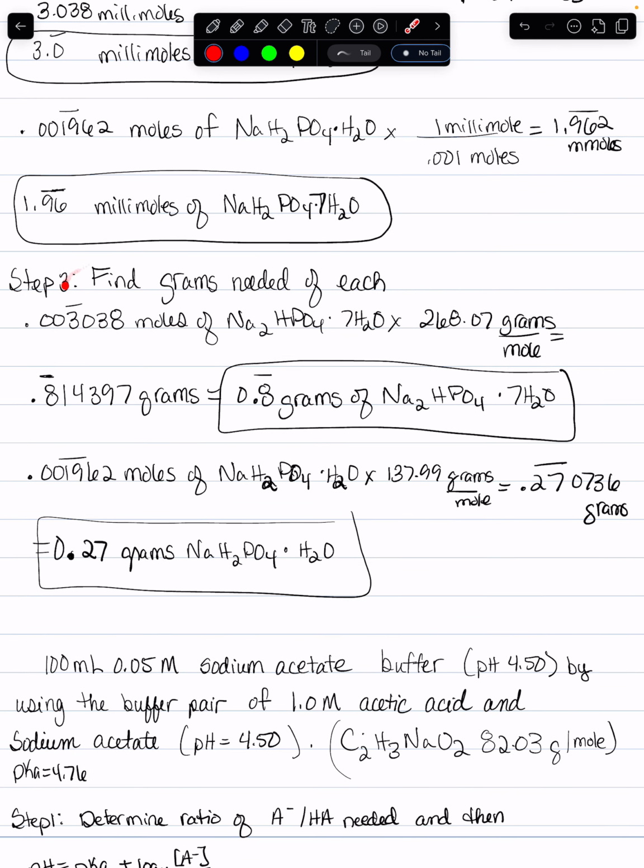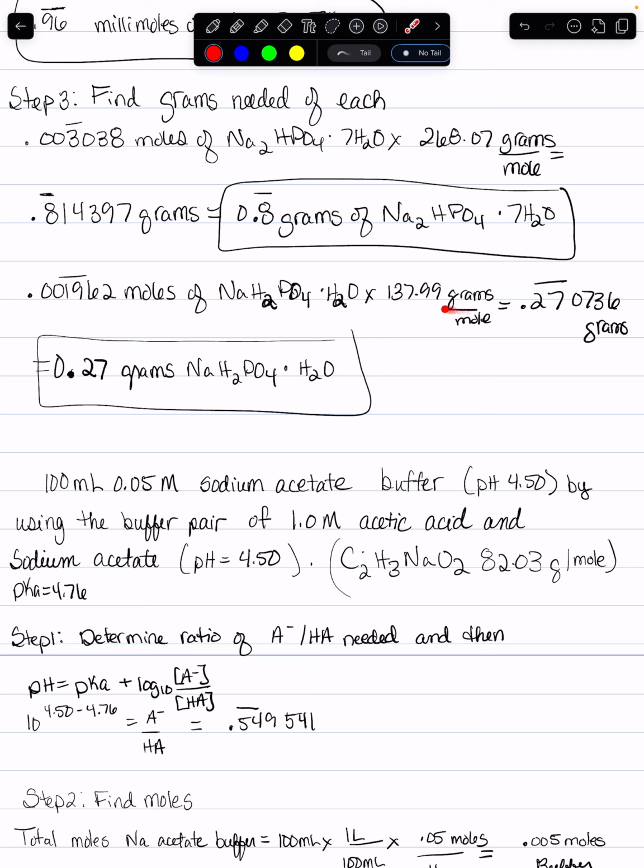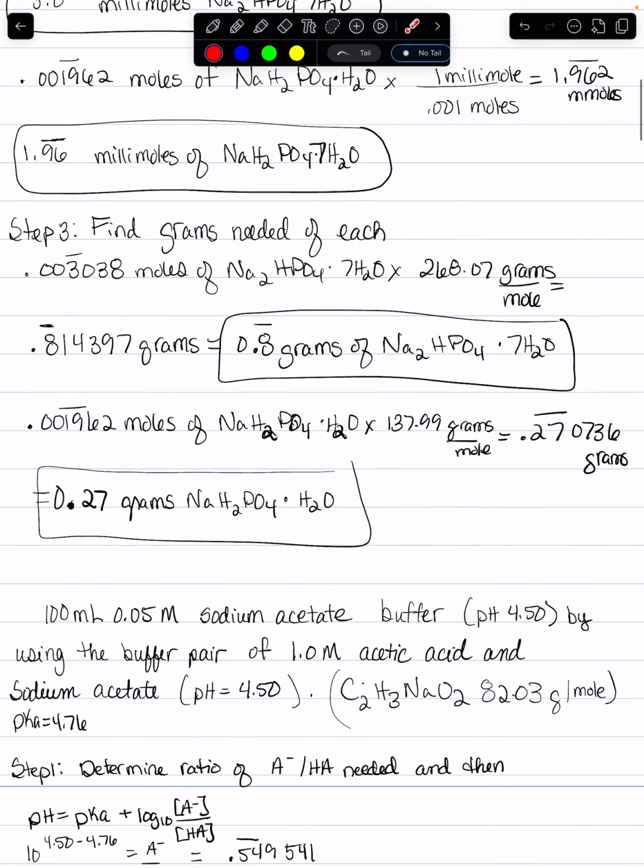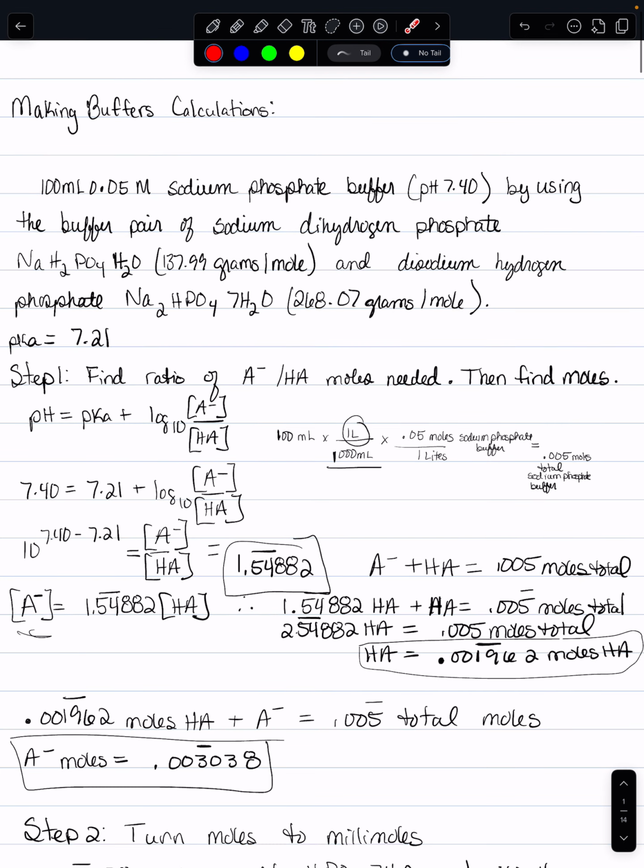Then you're going to find the grams of each using the molecular weight that you were given. You take the amount of moles, multiply it by grams per mole, and you don't want to use your millimoles for this, because you want the moles to cancel so you get grams. You'll get 0.8 grams. Then you do the same thing for your weak acid, and you get 0.27 grams. And that is how you make a 100 milliliter 0.05 molar sodium phosphate buffer using that buffer pair.